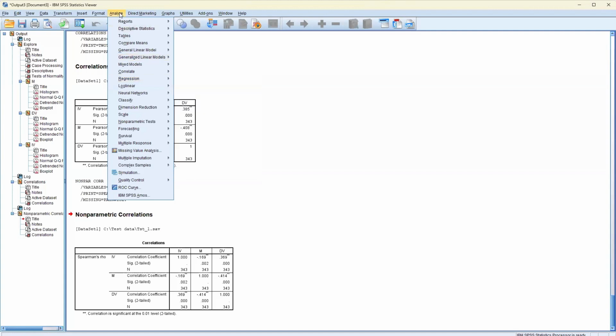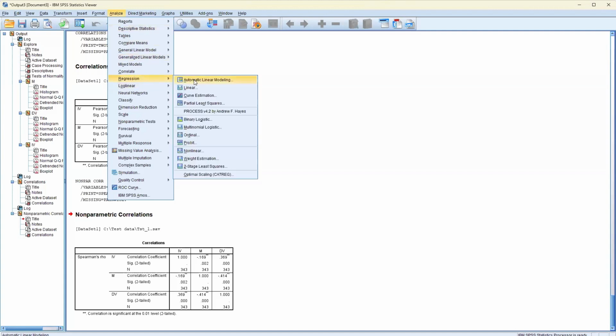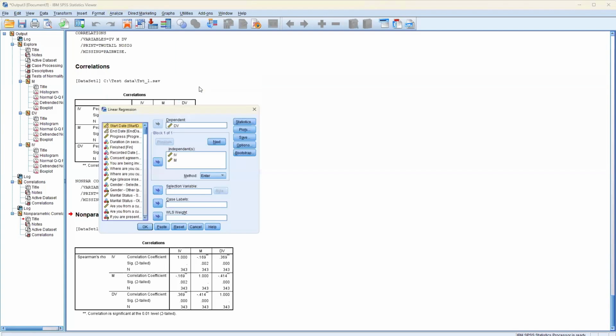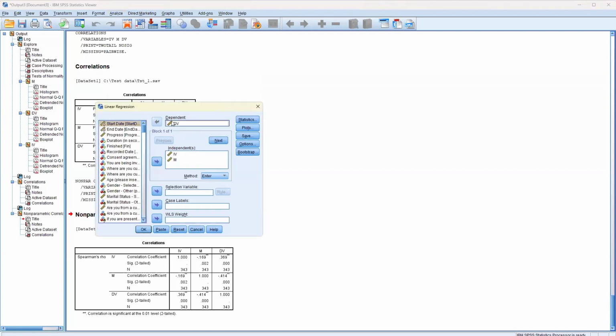So for regression in SPSS, you go to Analyze, Regression, Linear. Your variables are here, and you click on one and put it here, for example, your IV or DV.